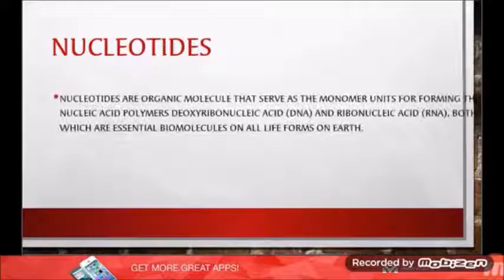Okay, we're now done with the two varieties of nucleic acids. So let's now proceed to the other matter I've been mentioning since before, the nucleotides. Nucleotides are organic molecules that serve as the monomer units for forming the nucleic acid polymers, deoxyribonucleic acid or DNA, and ribonucleic acid, the RNA, both of which are essential biomolecules on the life forms on Earth.